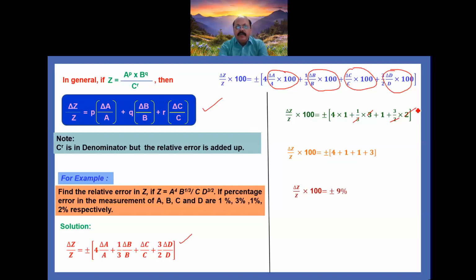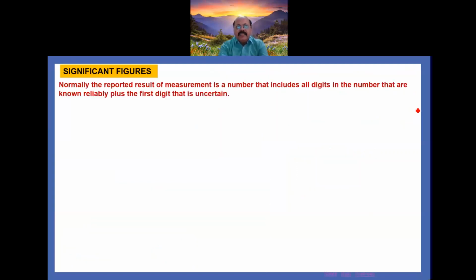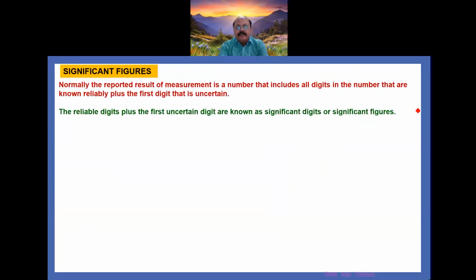Now the next topic we take is significant figures. Normally the reported result of measurement is a number that includes all digits in the number that are known reliably, plus the first digit that is uncertain. The reliable digits plus the first uncertain digit are known as significant digits or significant figures.